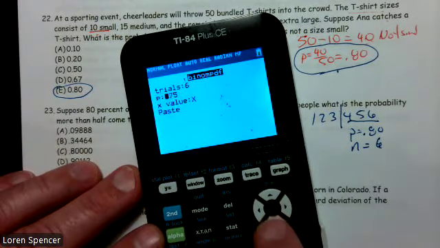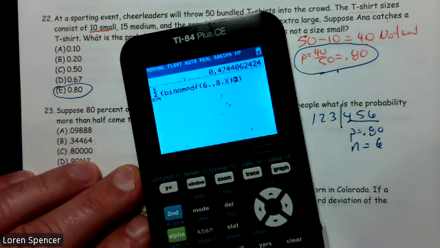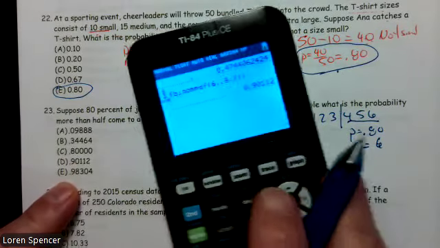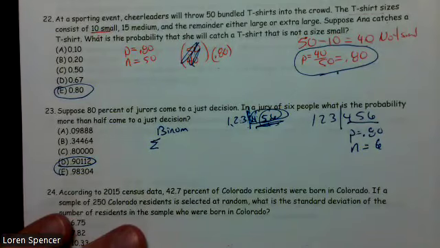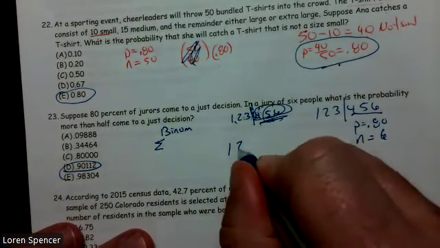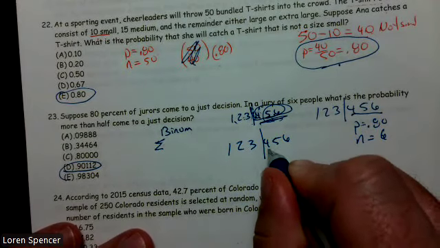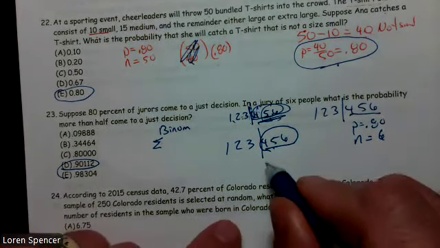Trials of 6. Probability is 0.8. And X, because anytime you use a summation, it's X. And we get 0.90112. Once again, the hard part on this one, in my opinion, is going 1, 2, 3, 4, 5, 6. Half is midway. So more than half would be 4, 5, and 6. And this is my low value.